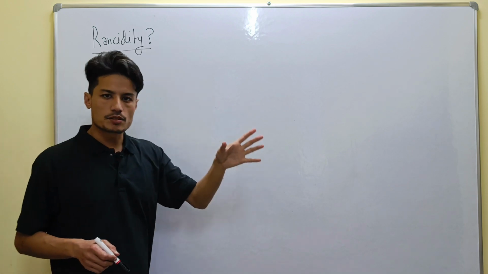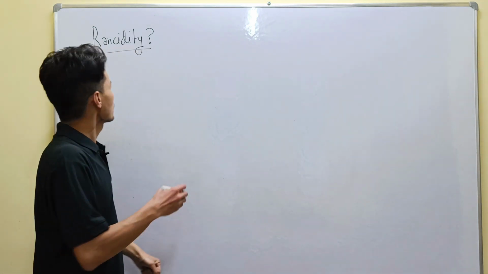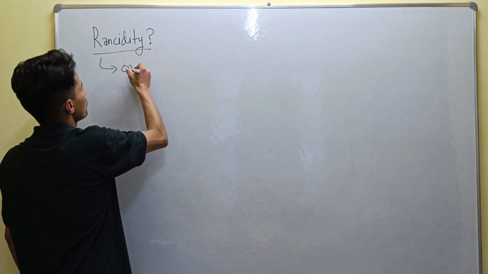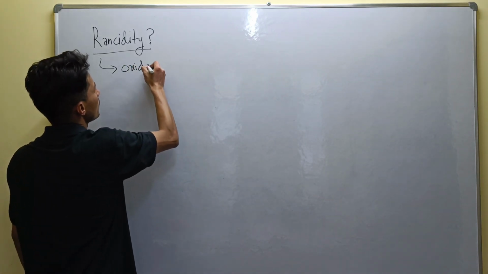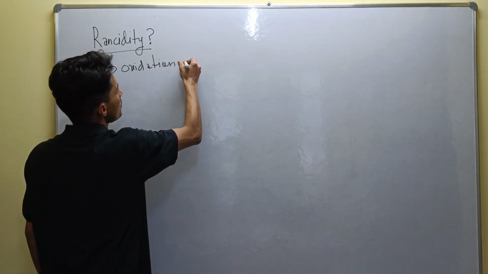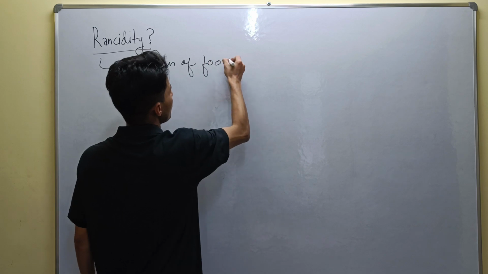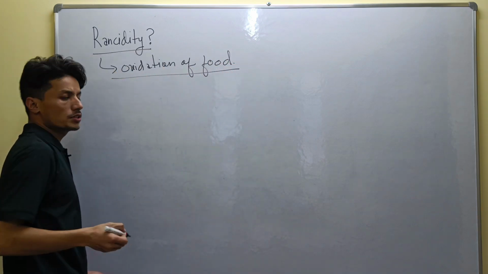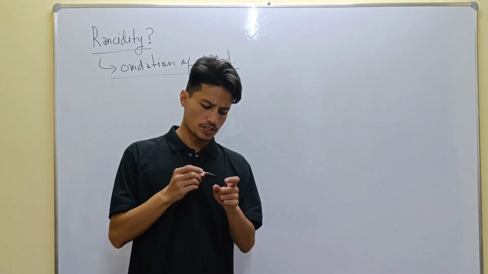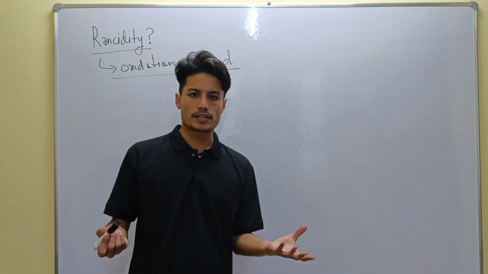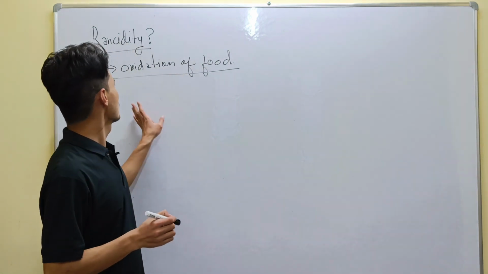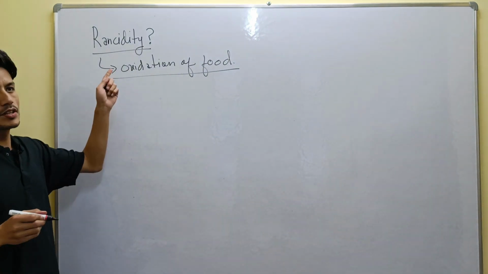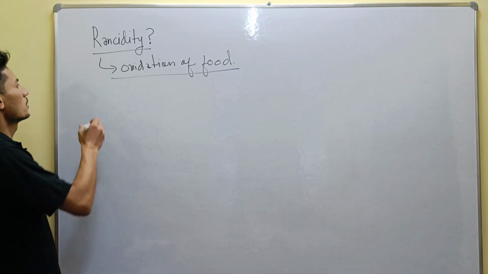The definition of rancidity is what? Very simple. Oxidation of food items. So rancidity means oxidation of food. In simple terms, oxidation of food only. But the actual definition, the definition which you should write to score good marks, is different. So I'll give you the definition of rancidity.